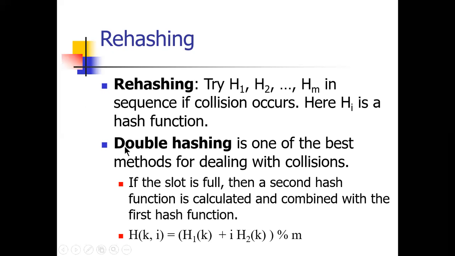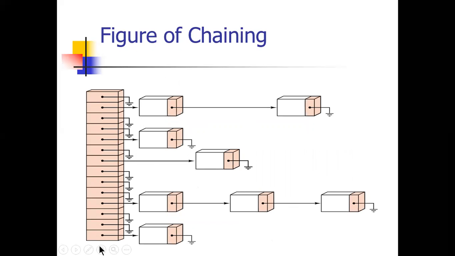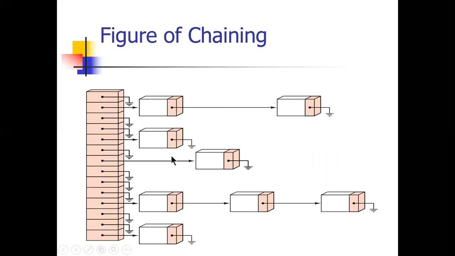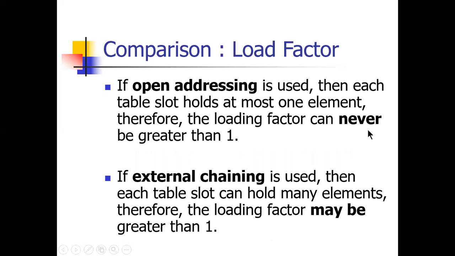There's what we call double hashing, which is one of the best methods for dealing with collision. If the slot is full, then a second hashing function is calculated and combined with the first hash function. As you can see, the figure here shows chaining, how double hashing works with chaining. This is the best example. It's the best formula for avoiding collisions.